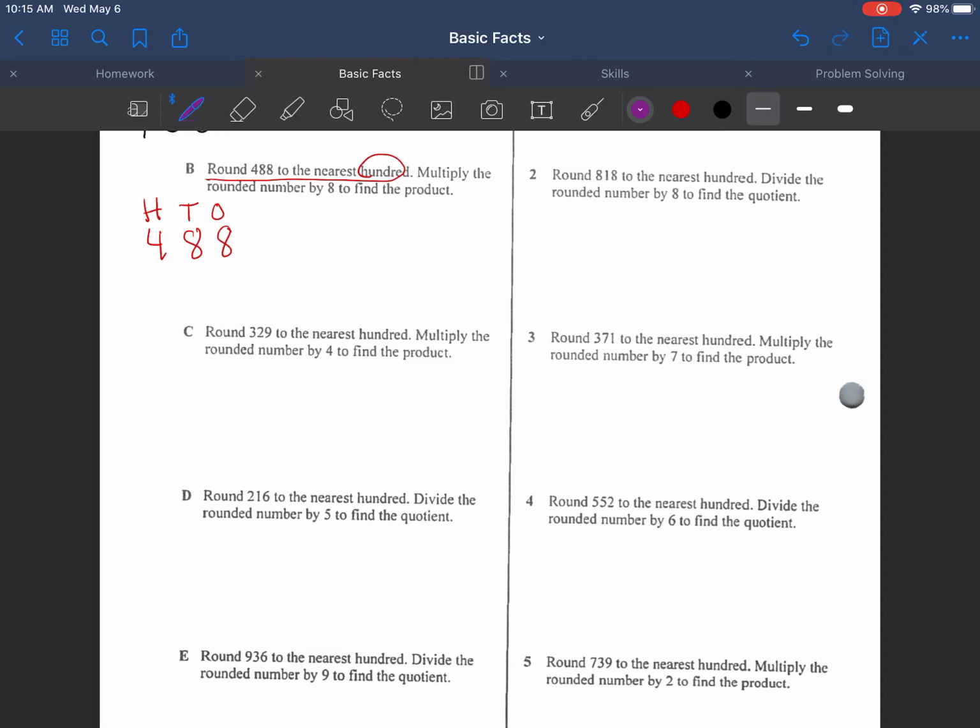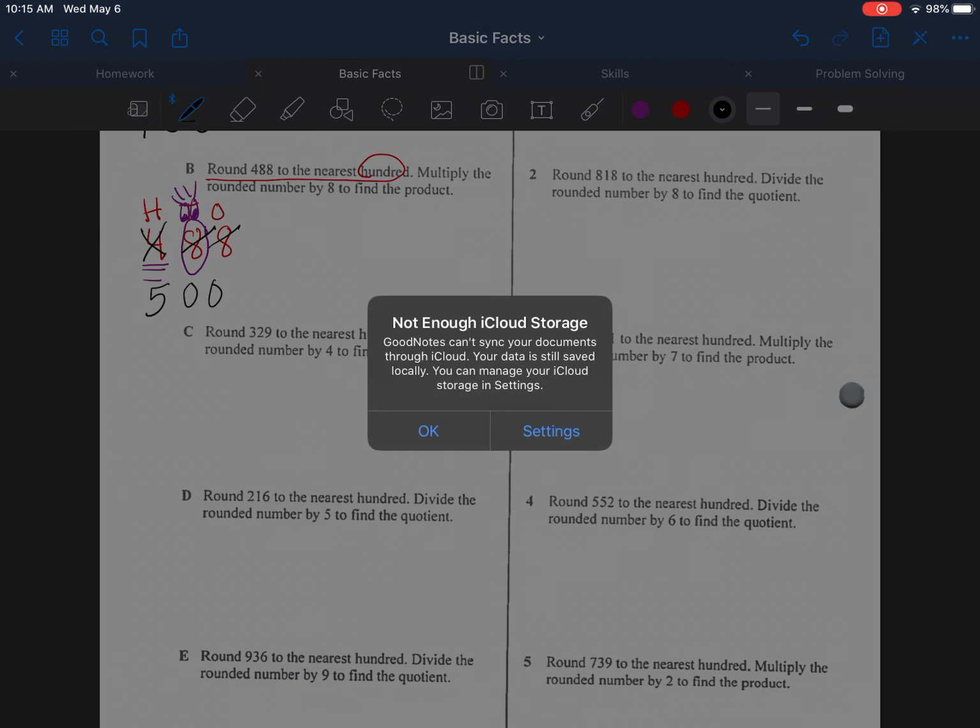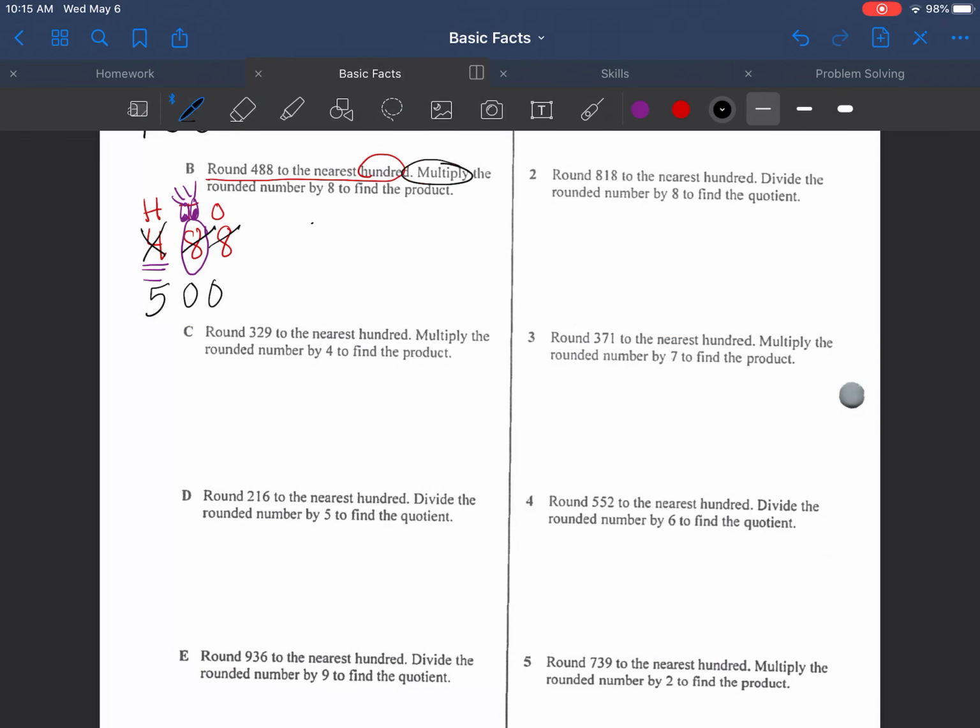Letter B, round 488 to the nearest 100. So I'm rounding to the 100, underline. Circle the number to the right. Remember, 5 or more, add 1 more. So we're going to add 1 more to the one we were rounding, which will be the 4. So he's going to turn into a 5. And then all the numbers to the right become zeros.